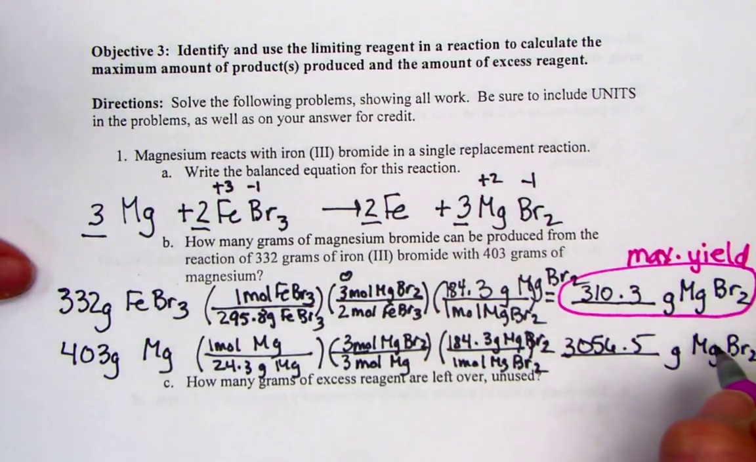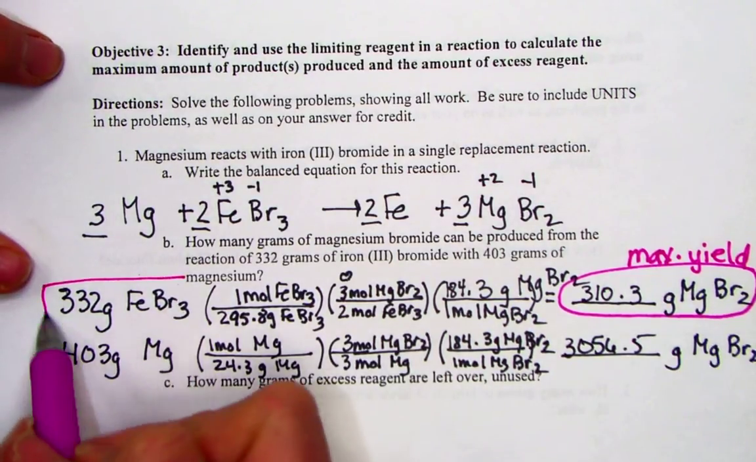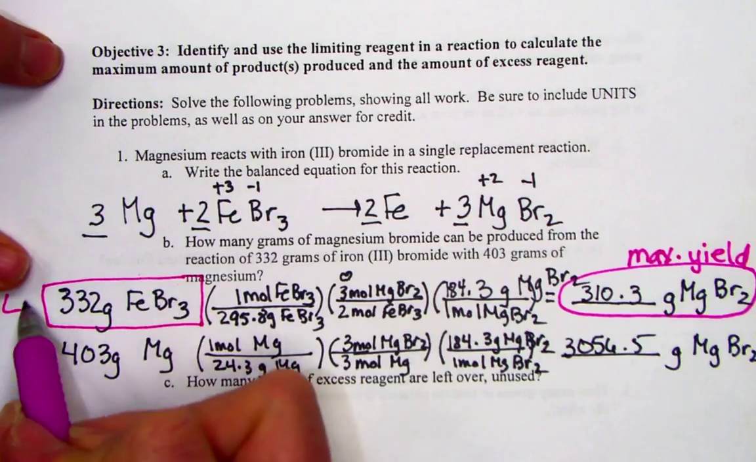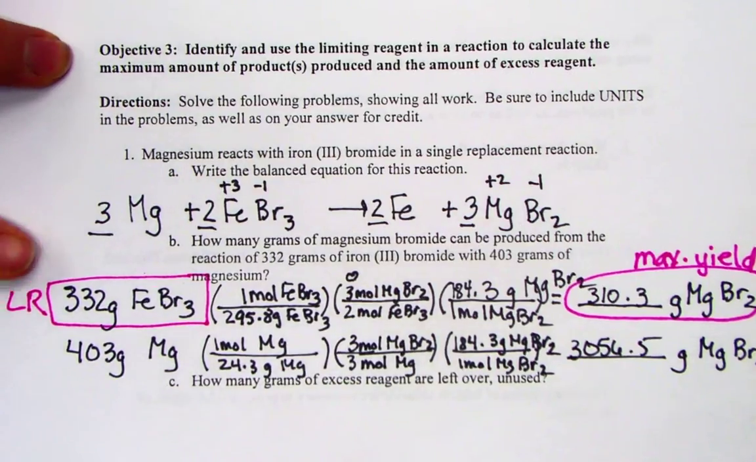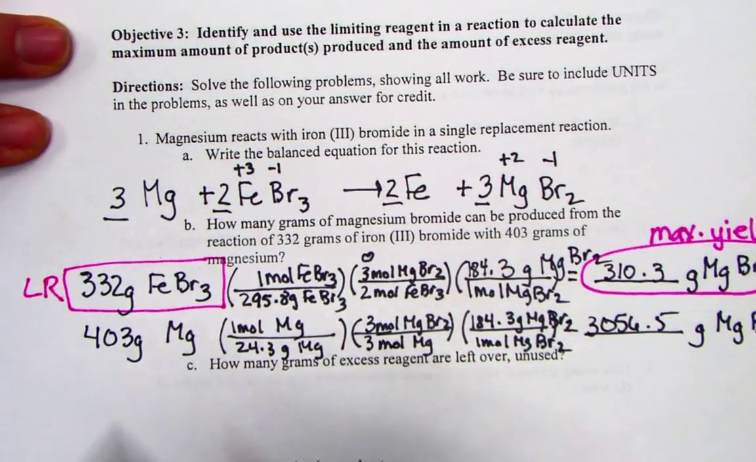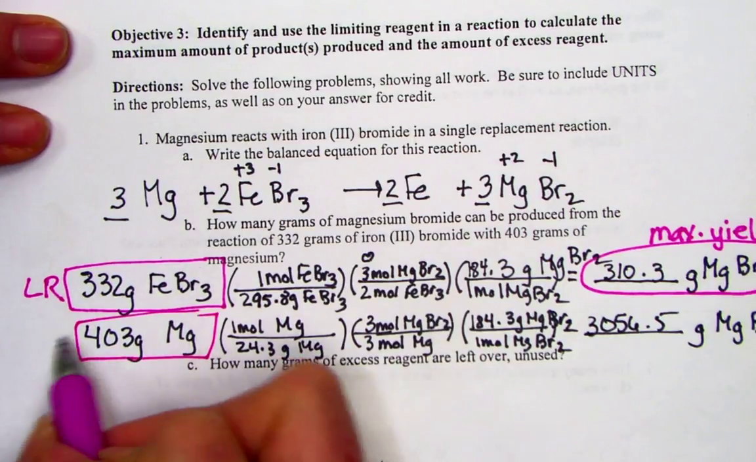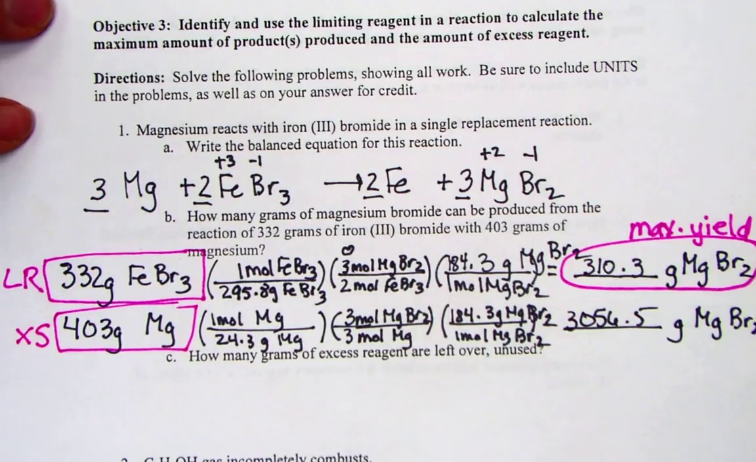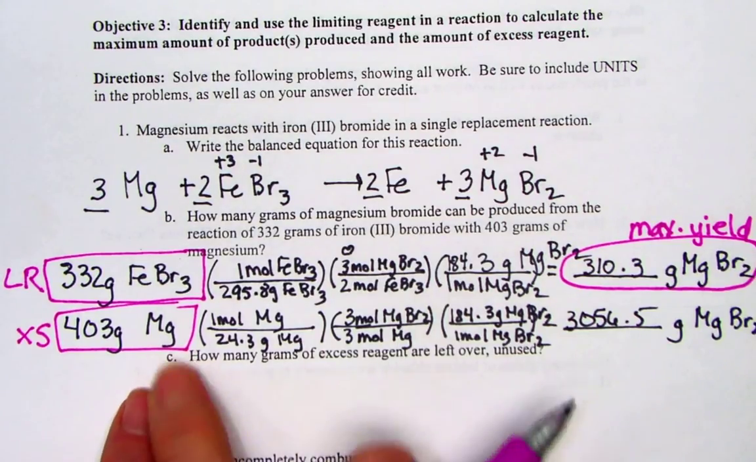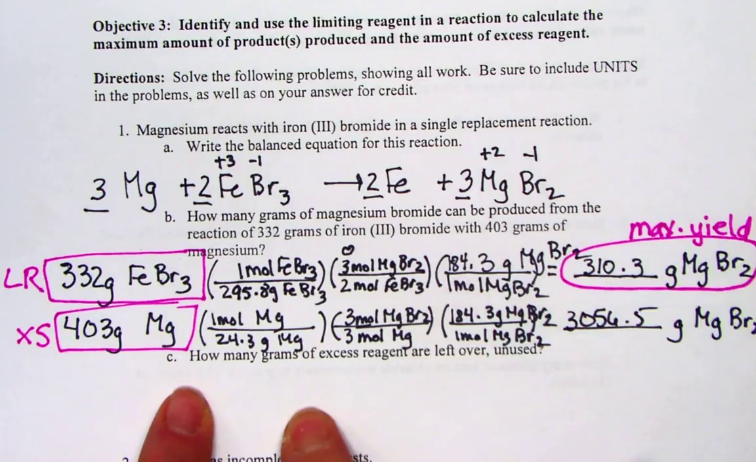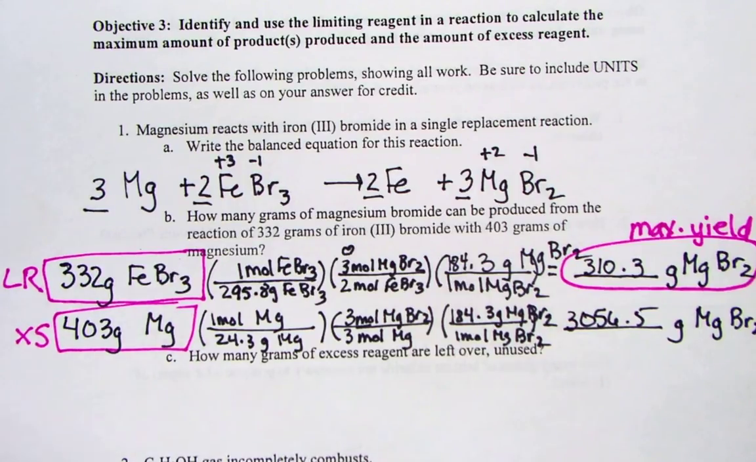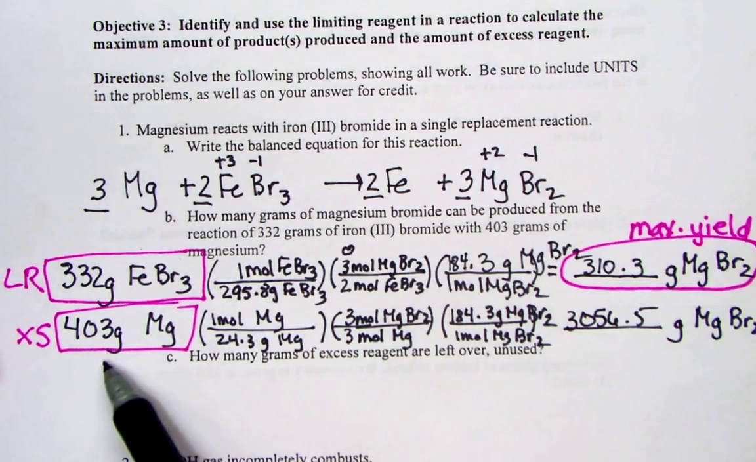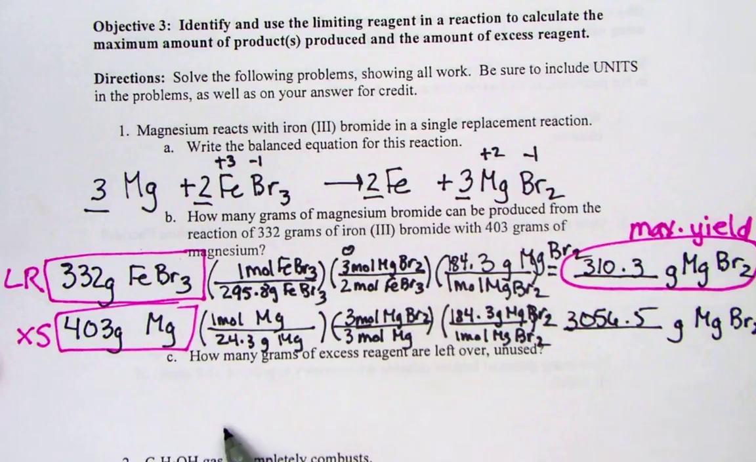I also want you to come back and label for me that you know the iron bromide was called the limiting reagent, and also label for us that magnesium was the excess reagent. We'll include all of that information in our answer, and it helps me go on to letter C as we predict how many grams are left over of the excess reagent. If the magnesium is the excess, that becomes the target we need for part C.